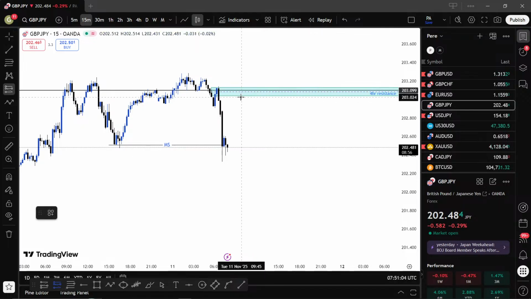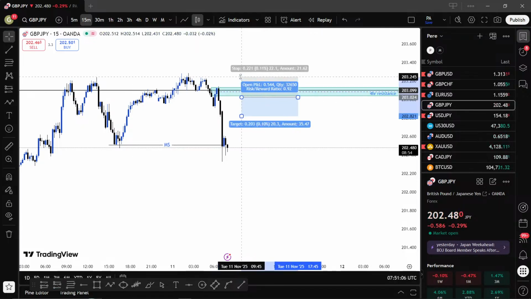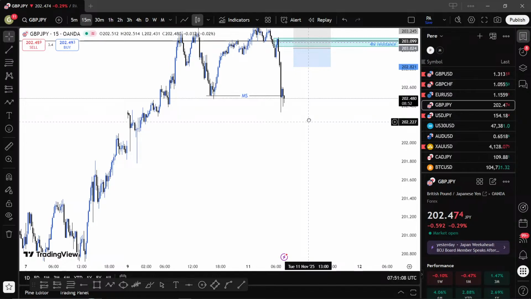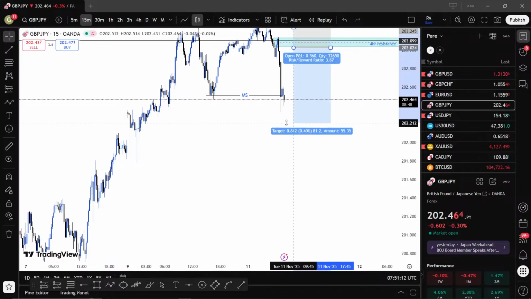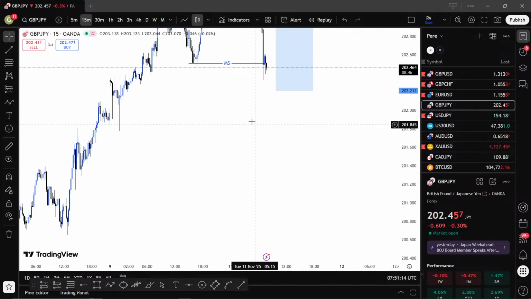So now let me just mark it down. Keep your stop loss above here, your take profit, aim for a 1:2+, and we are good to go. If the market keeps going your way, then you can go break even and then keep on holding.